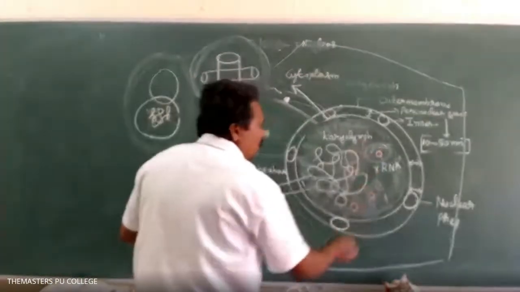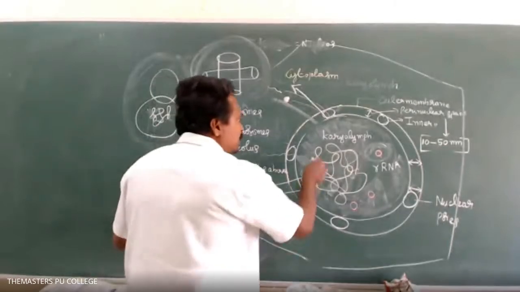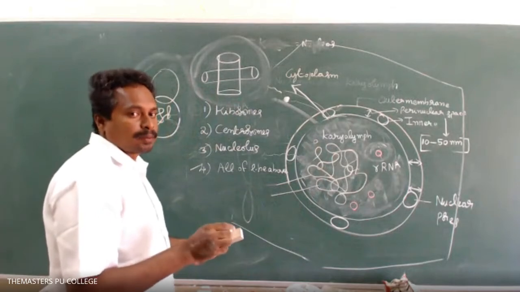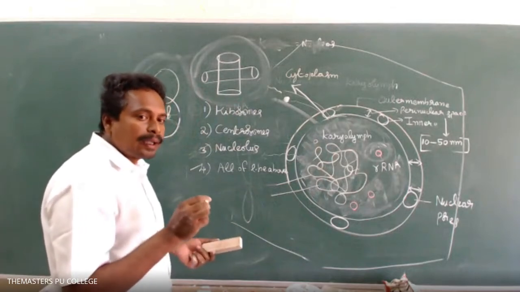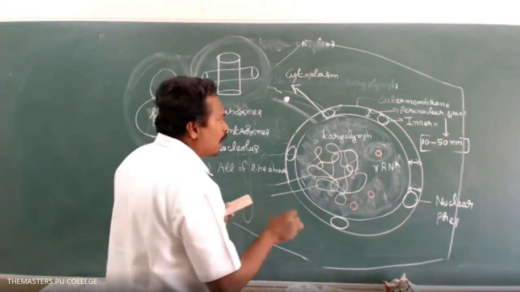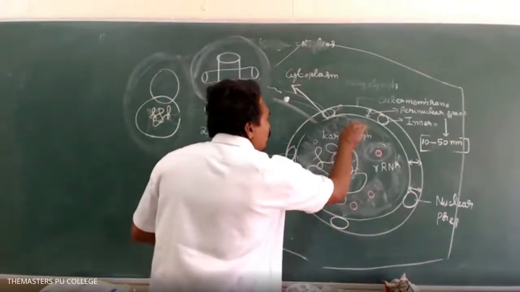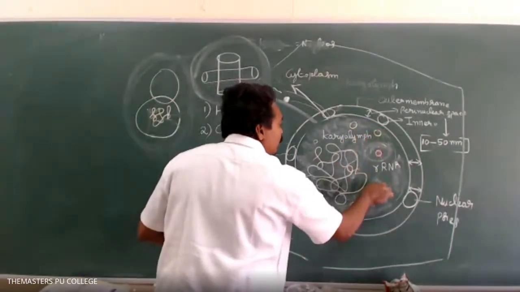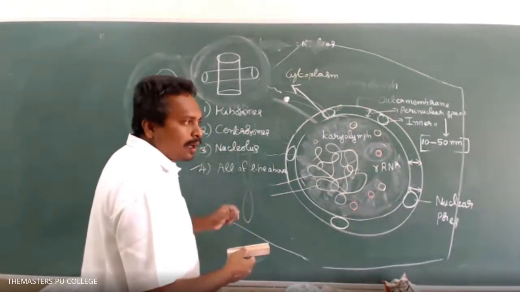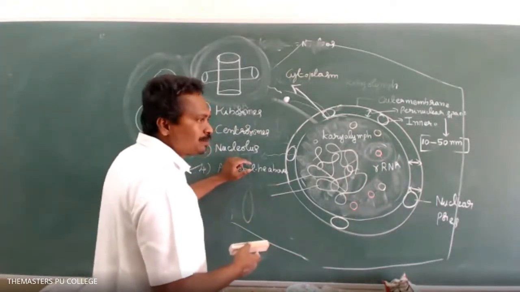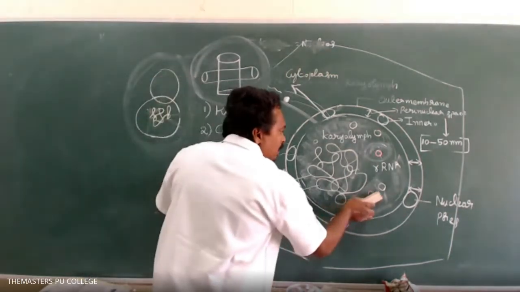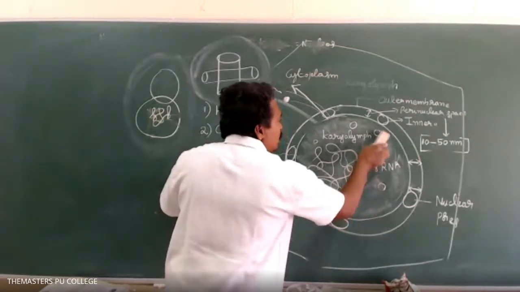Some of the cells are actively involved in protein synthesis. Those cells have a greater number of nucleoli in the nucleus. Some of the cells are not involved in the synthesis of proteins. Those cells have fewer nucleoli.